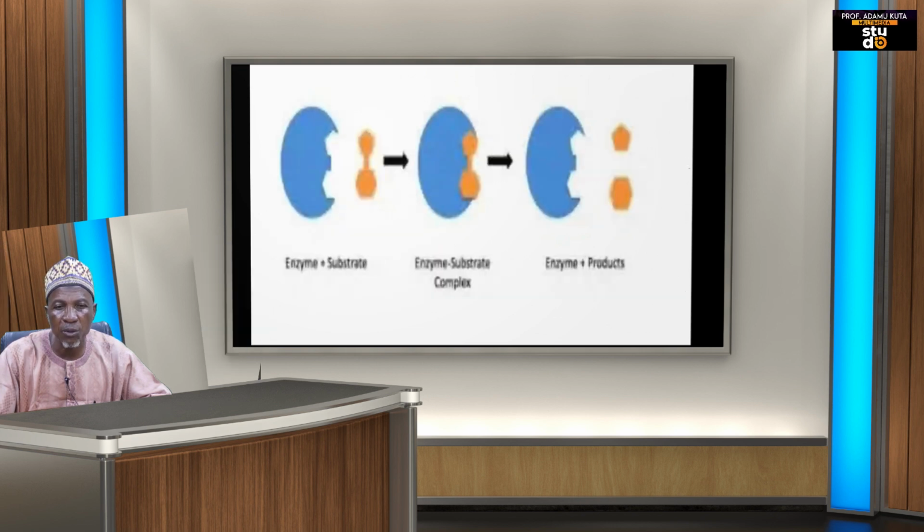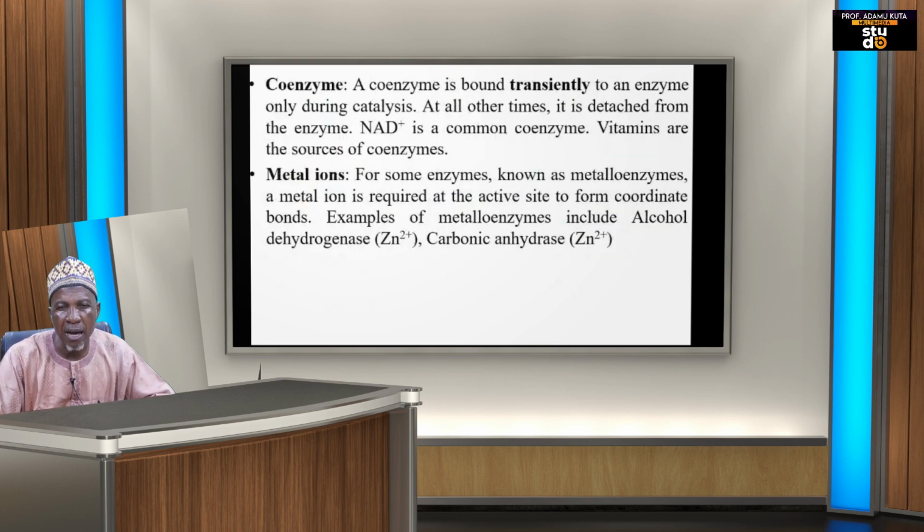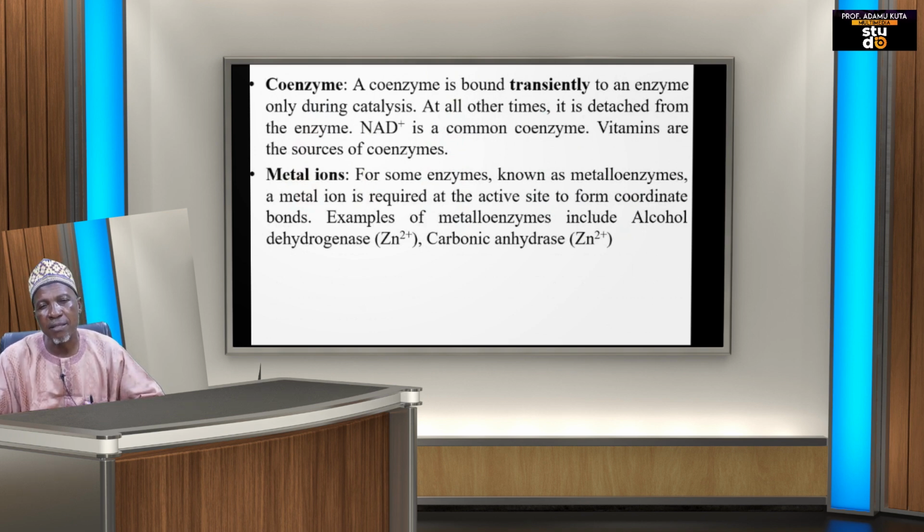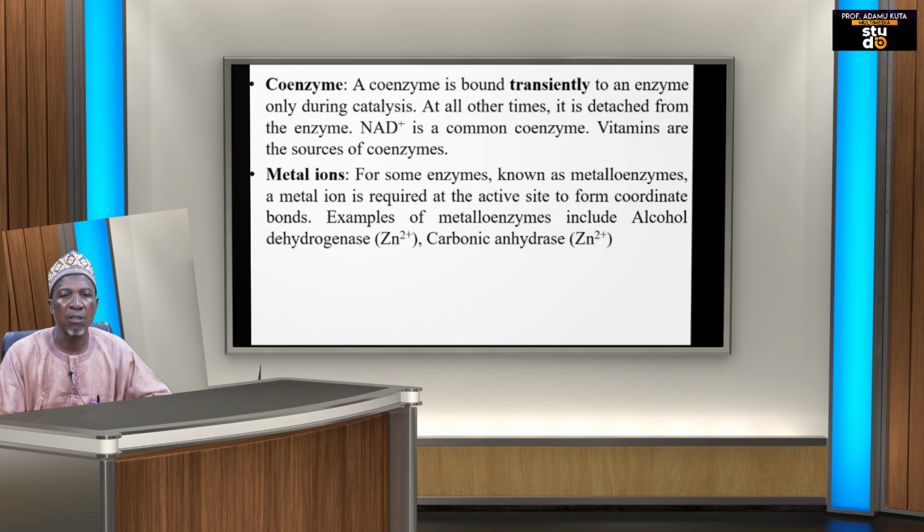We have a second category. These are known as coenzymes. These are bound transiently. They only come into action with the enzyme when they are needed. And they come mostly in the form of vitamins. And that's why, when you come to define vitamins, you say they are required in minute quantities for the sustenance of life. A prominent example is nicotinamide adenine dinucleotide, which is symbolized as NAD+.